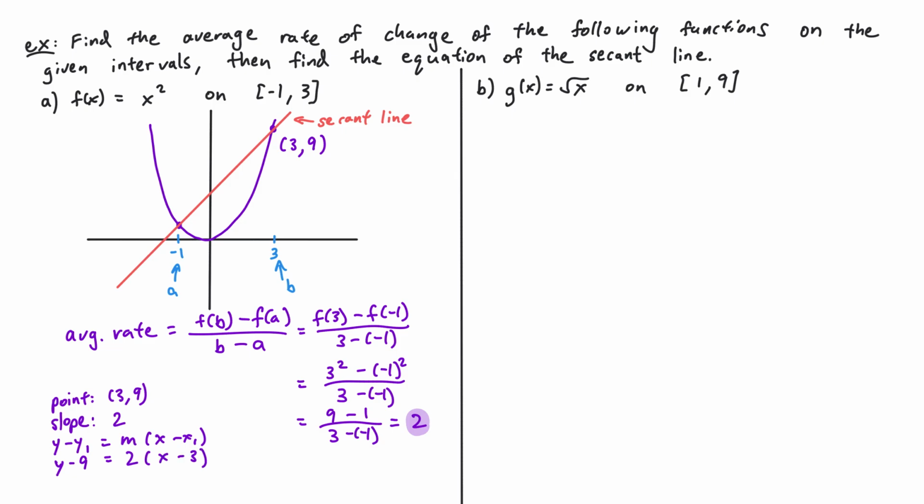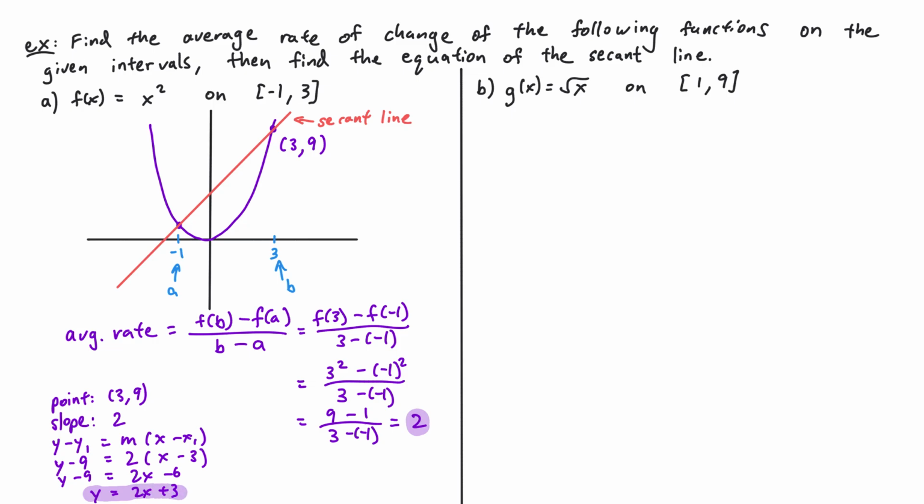If we want to write this in slope-intercept form, all we have to do is solve for y. So let's start by distributing the 2. We get y minus 9 equals 2x minus 6. And then lastly, add 9 to both sides. We get y equals 2x plus 3. So the equation of our secant line is y equals 2x plus 3.